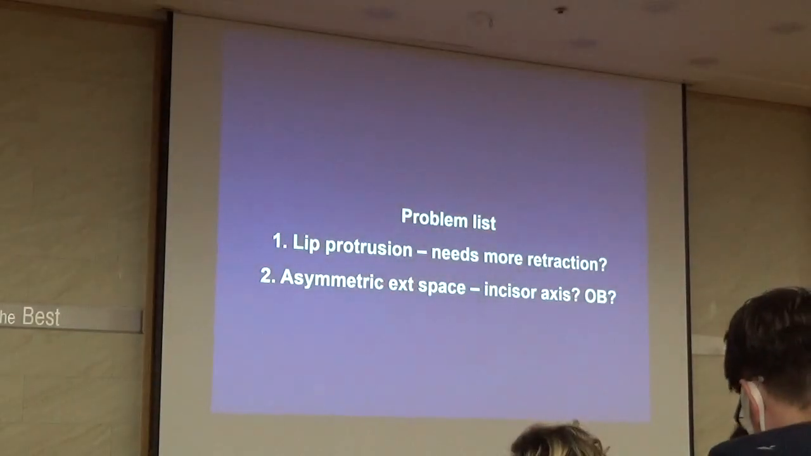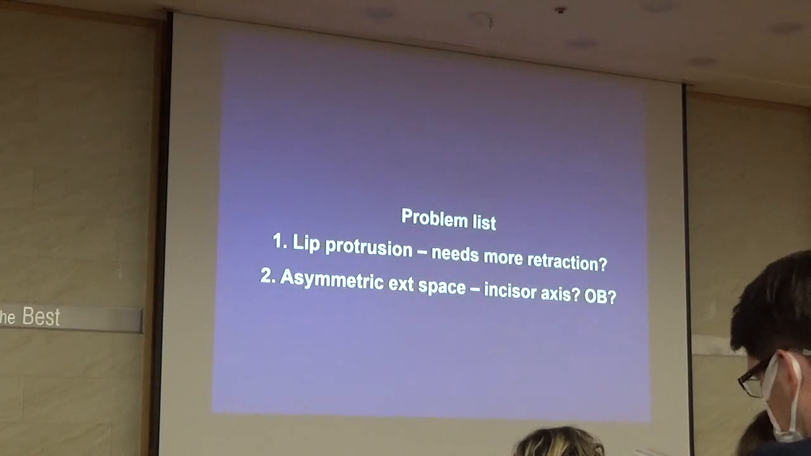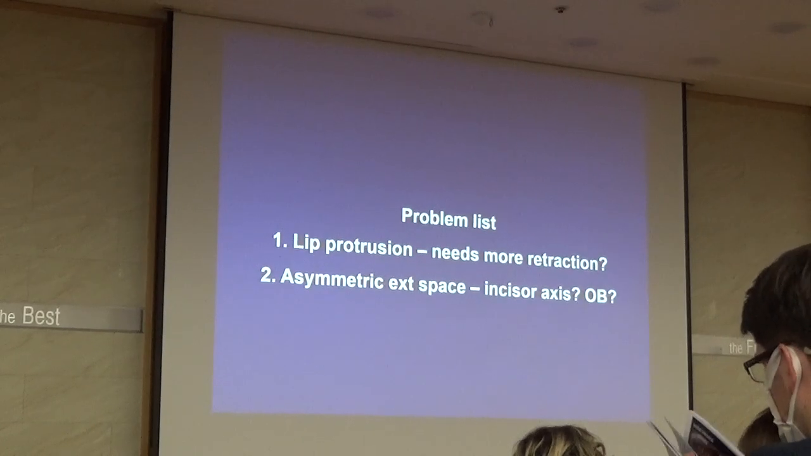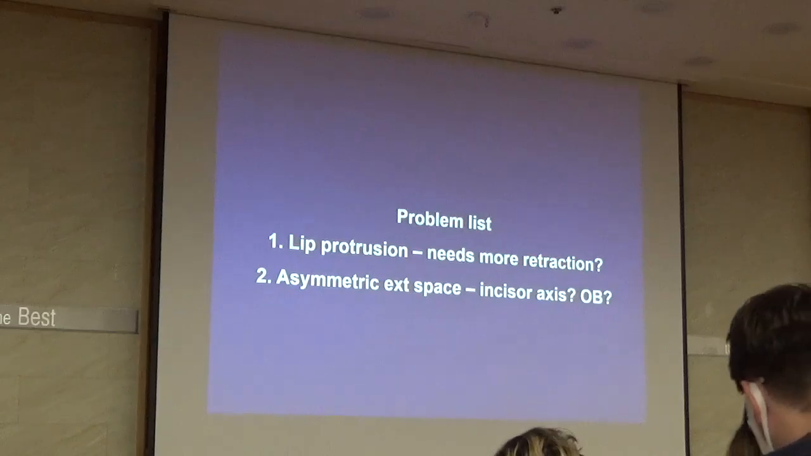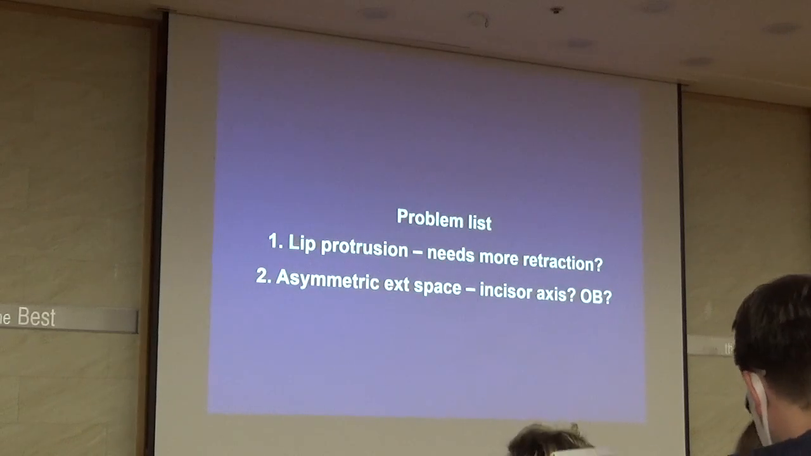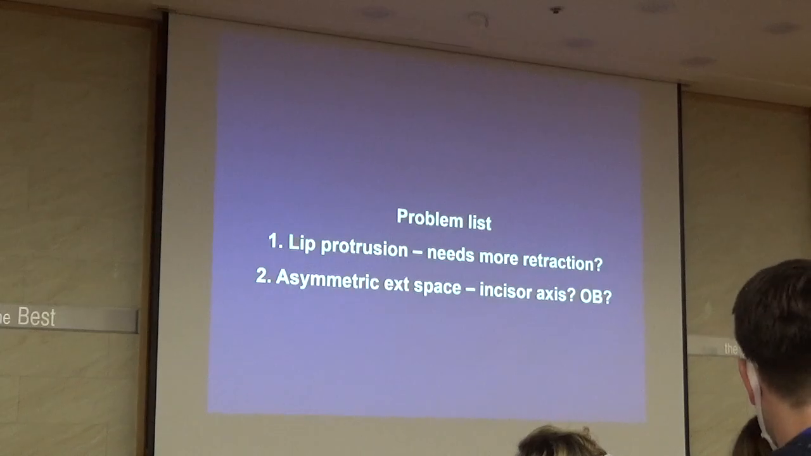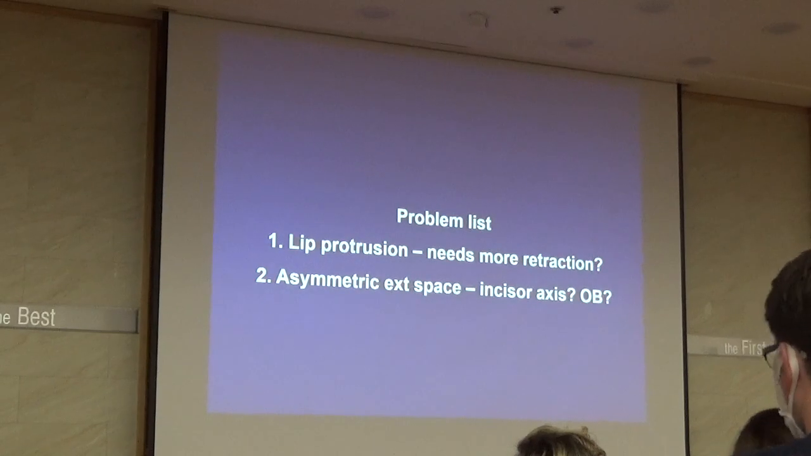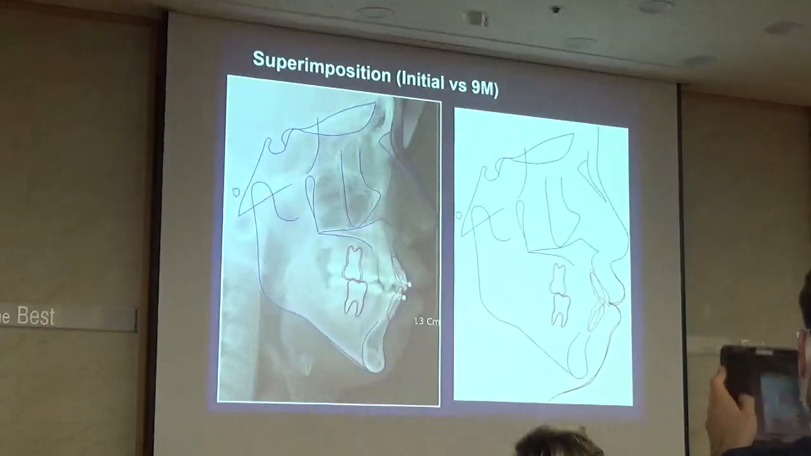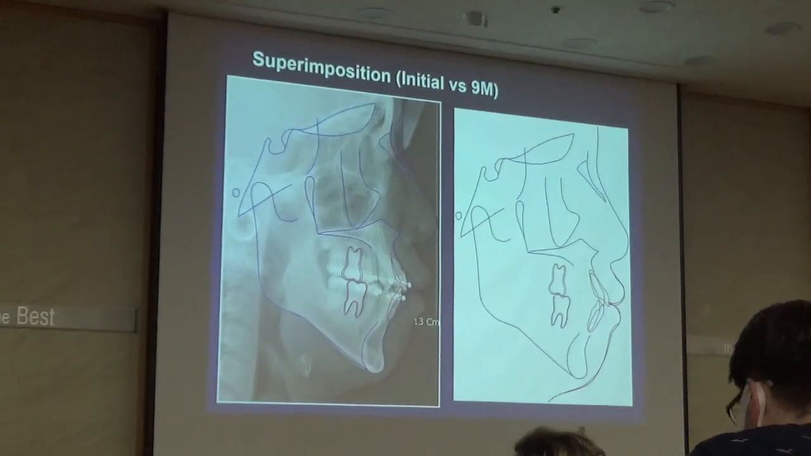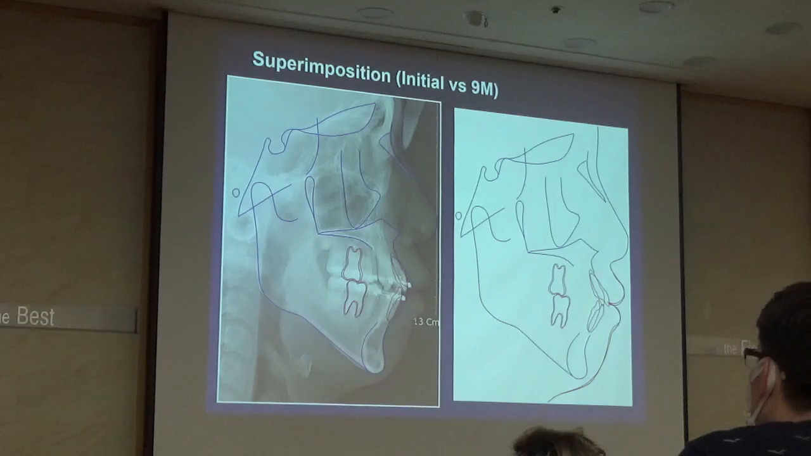So let's get each of the problems figured out. First one, asymmetric extraction space. Second one, limited lip correction. Do we need more retraction in the maxilla to close the gap? What do you think? I guess you gentlemen have the answer. What do you find from the cephalometric superimposition?